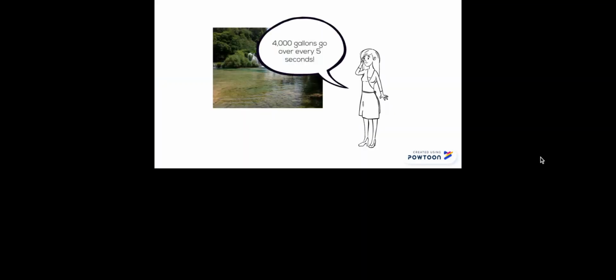Okay, so let's say we have a waterfall and we know that 4,000 gallons go over this waterfall every 5 seconds. But unfortunately, that's kind of useless information because we might want to know how much water goes over each second. And so to find that out, we're going to need to know something about the rate of change, which is helpful for understanding how a whole relates to its parts.